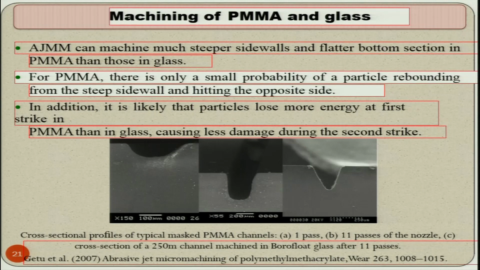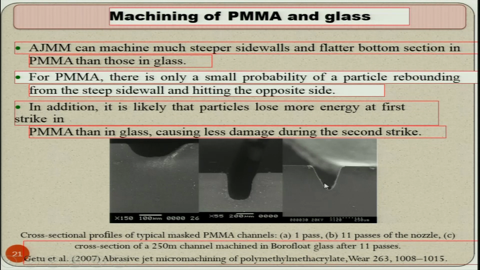So, you can say the cross sectional profile of a typical masked PMMA channel, after one pass, you will get a profile like this, which is quite shallow and wide, but after 11 passes you will get this proper profile. So, as the number of passes increases, the depth of the feature you are creating keeps on increasing. And this is the cross section of a 250 micron channel machined in borofloat glass after 11 passes.